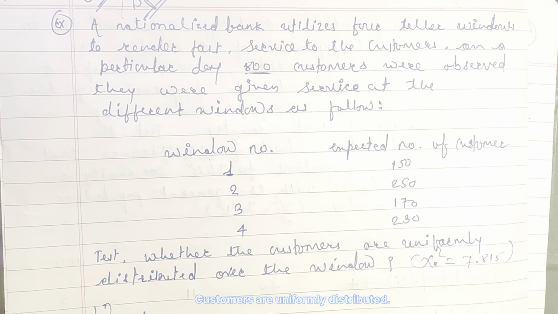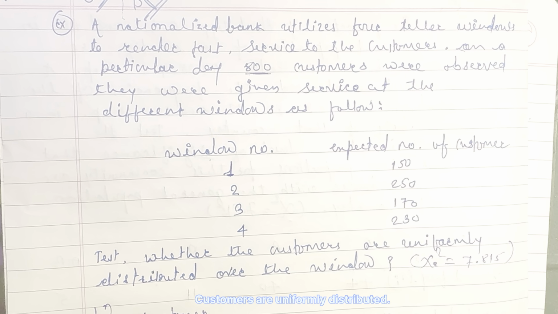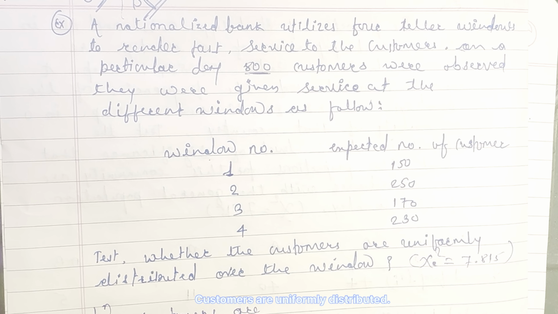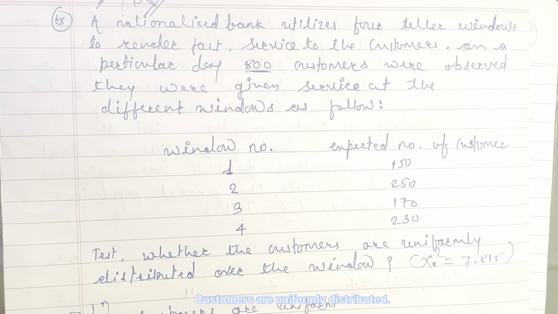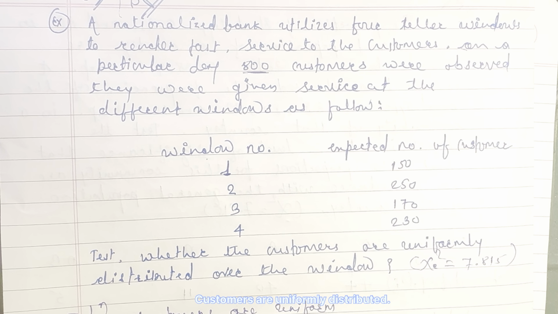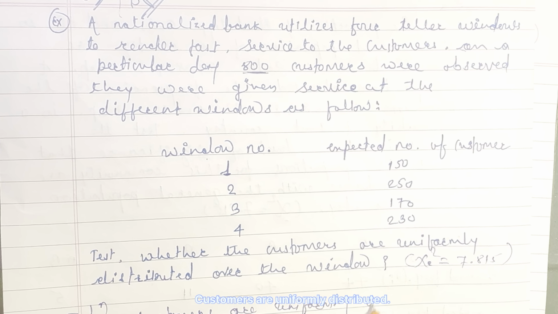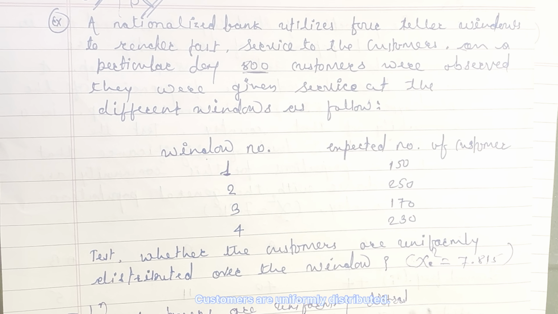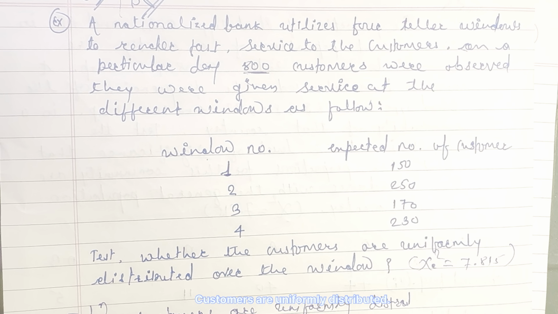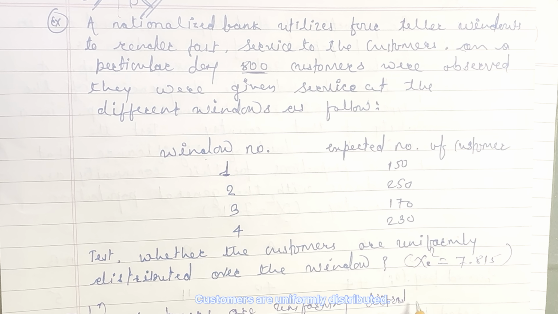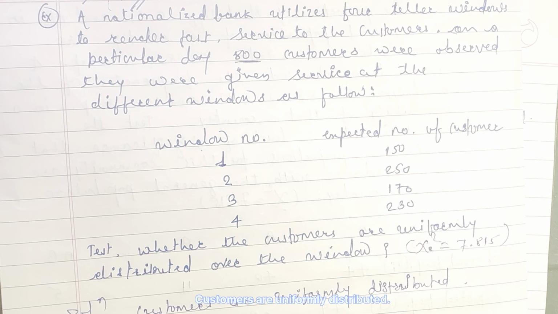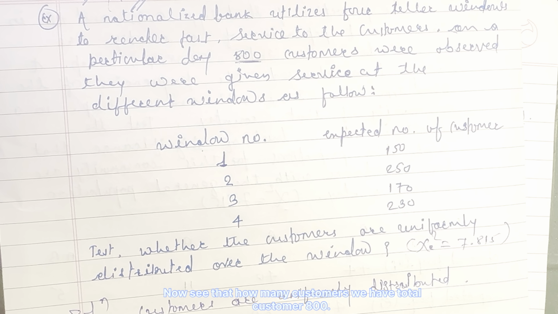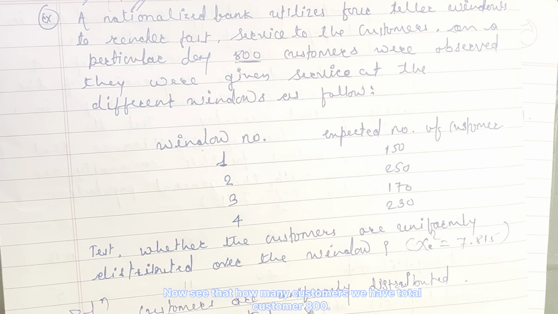Customers are uniformly distributed. Now, how many customers do we have? Total customers: 800.